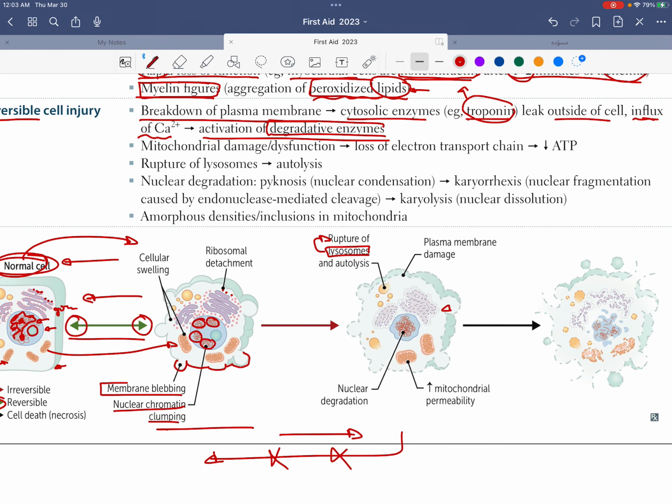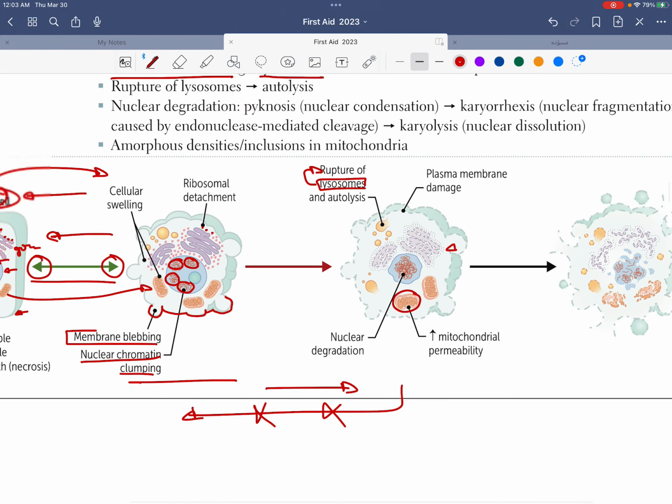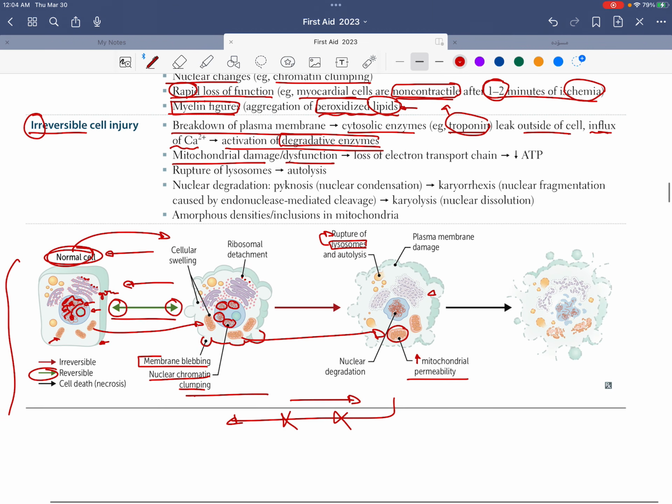One more thing that happens is mitochondrial damage and dysfunction. The mitochondria over here has already gotten even bigger now. It increases its permeability, so it allows things inside and outside that it normally should not allow. That's why it increases mitochondrial permeability, which leads to loss of the electron transport chain.